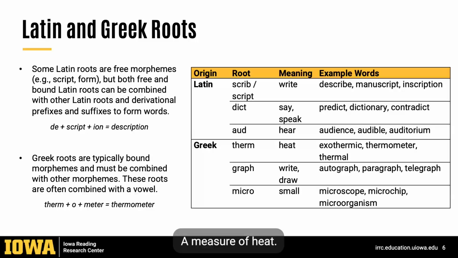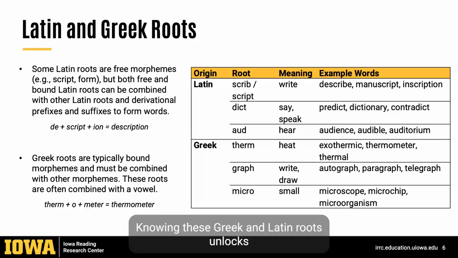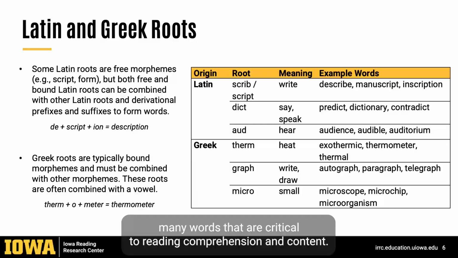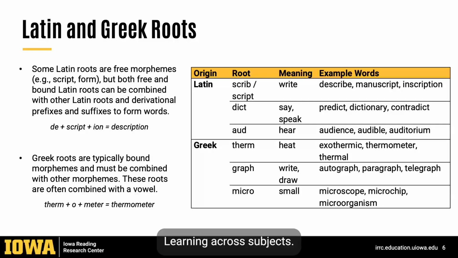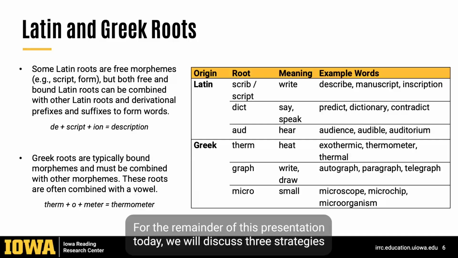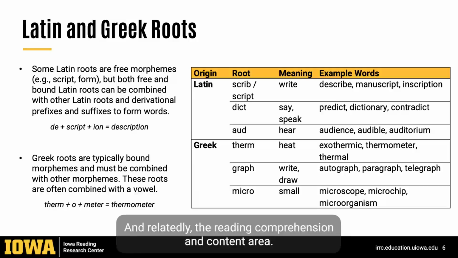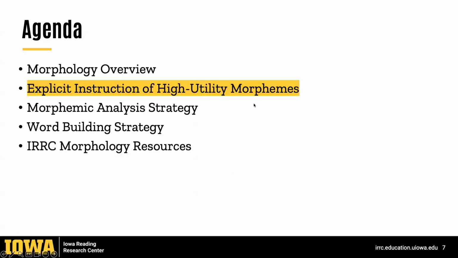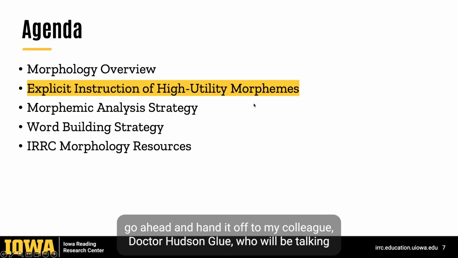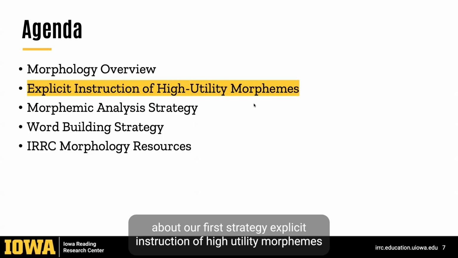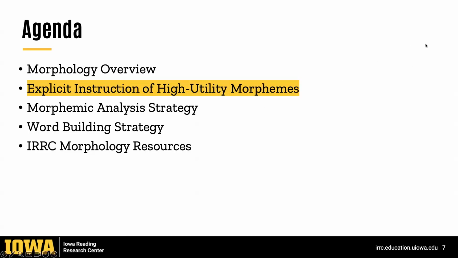So why is all of this important? Knowing these Greek and Latin roots unlocks many words that are critical to reading comprehension and content learning across subjects. For the remainder of this presentation today, we will discuss 3 strategies you can implement to support your students' morphological ability and relatedly, their reading comprehension and content area learning. I'm going to go ahead and hand it off to my colleague, Dr. Chatzoglou, who will be talking about our first strategy, explicit instruction of high utility morphemes.